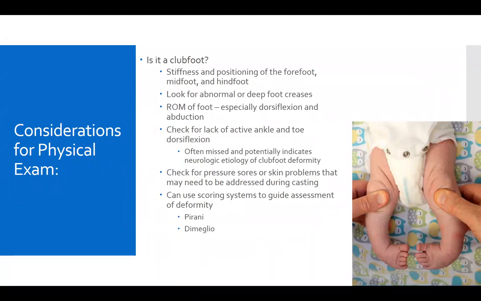We also check for lack of active ankle or toe dorsiflexion. So this is something that is commonly missed in our exams, but can potentially indicate the presence of a neurologic etiology of their clubfoot, usually due to, like, idiopathic cranial nerve palsy. We also like to check for any pressure sores or skin problems that may need to be addressed and taken into consideration when we're doing the cast for the weeks that they'll be undergoing that treatment. And we can use our scoring systems to help guide our assessment of clubfoot. So today I'll be talking about the Pirani and Dimeglio scores, which are two of the more common ones that we use.